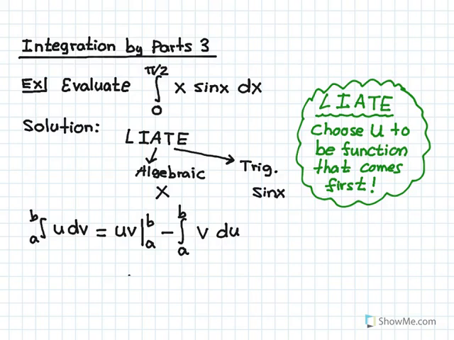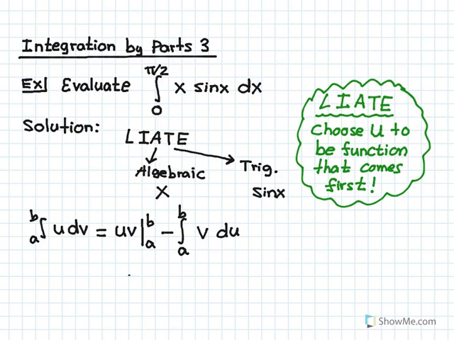In this video, we're going to look at more examples of integration by parts. Here we have the integral from 0 to pi over 2 of x sine x dx. And the question is, how do we choose u and how do we choose dv? We're going to apply the LIATE principle like we have been for the past two videos. Choose u to be the function that comes first on the list.